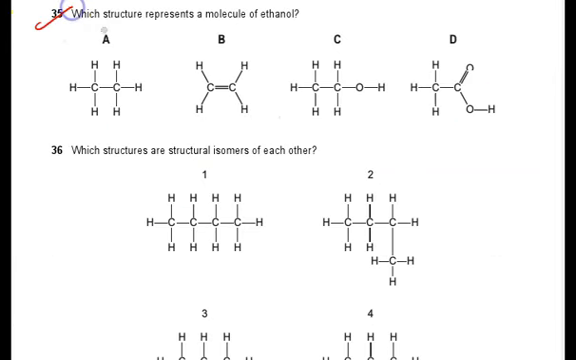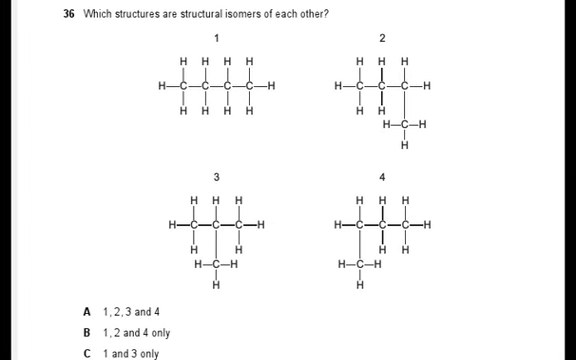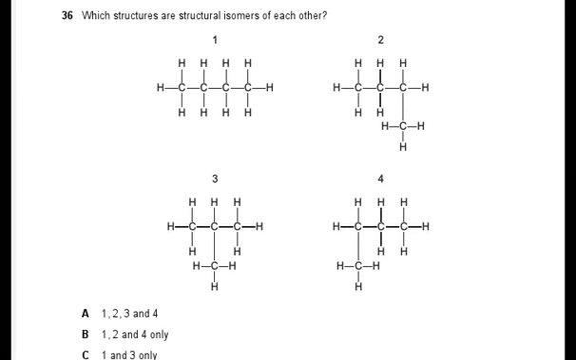Okay, for number 35, which structure represents a molecule of ethanol? You must have a functional group which is OH, oxygen and also hydrogen. So the best answer is C here. Okay, the D is carboxylic acid. Okay, now let us scroll down further, go for number 36.